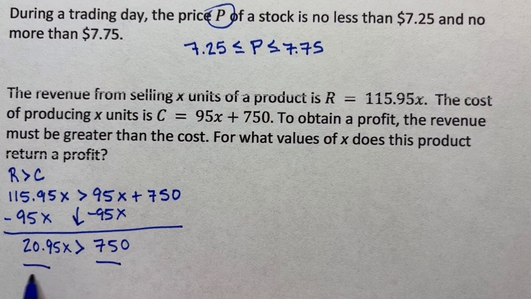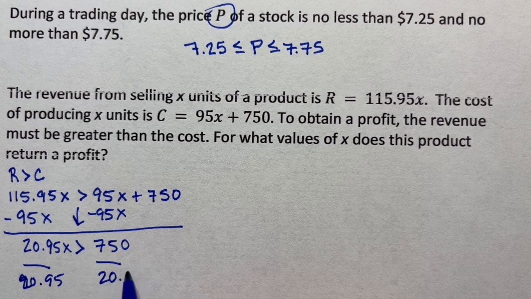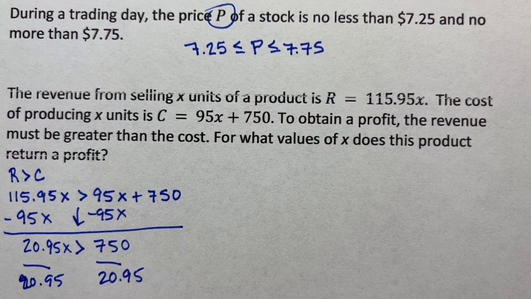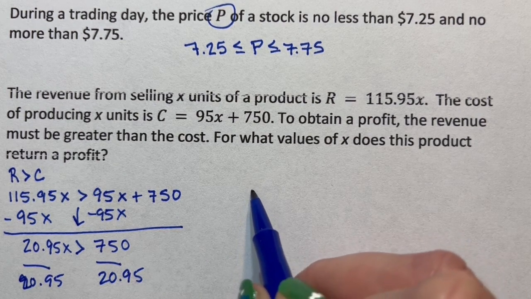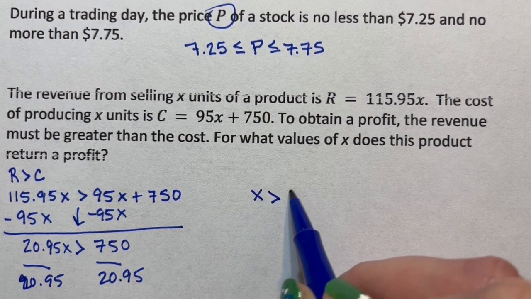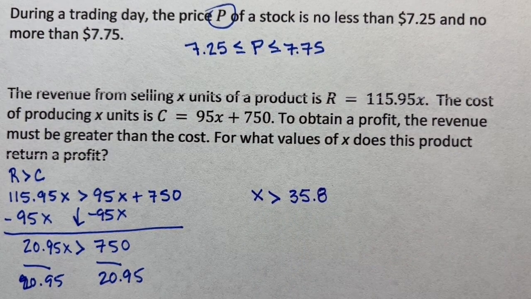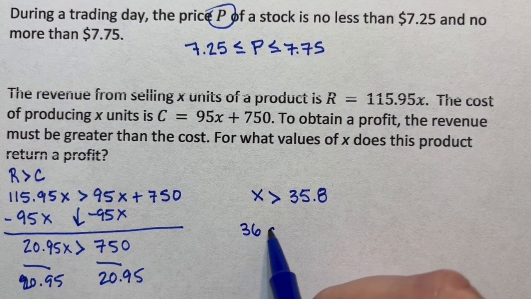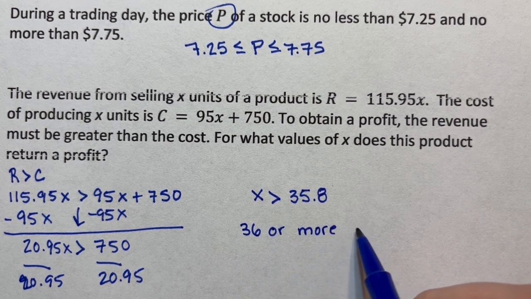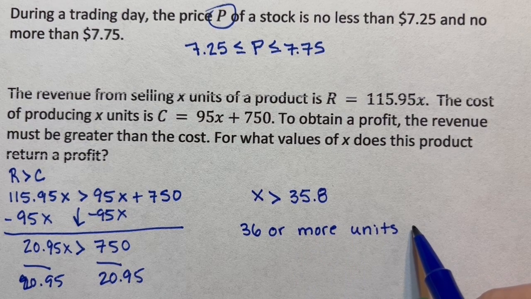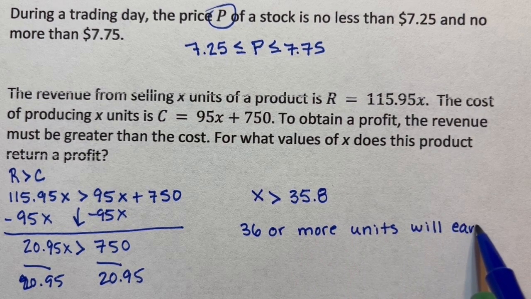I'm going to divide both sides by 20.95. Note that because this is a positive, my inequality is going to stay exactly as is. When I divide, I'm going to get X is greater than 35.8. I can't sell part of a product, so I'm going to round this up, and I'm going to say 36 or more units will earn a profit.